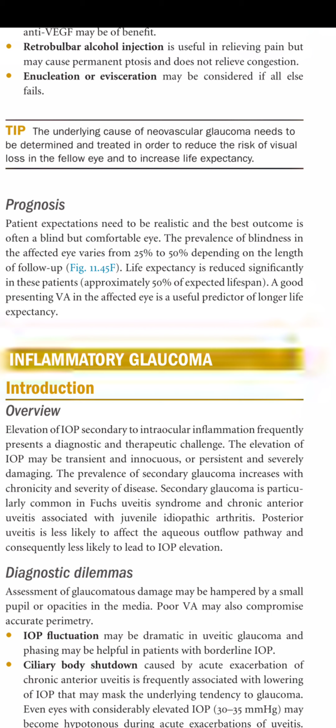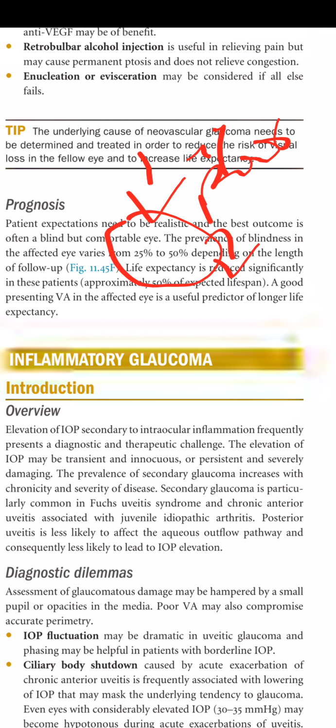Basically, these eyes have a very poor prognosis, and they are more likely to become blind, by 25 to 50%. And also the life expectancy is reduced in these patients. But if the presenting visual acuity is good, then there is a useful longer life expectancy.